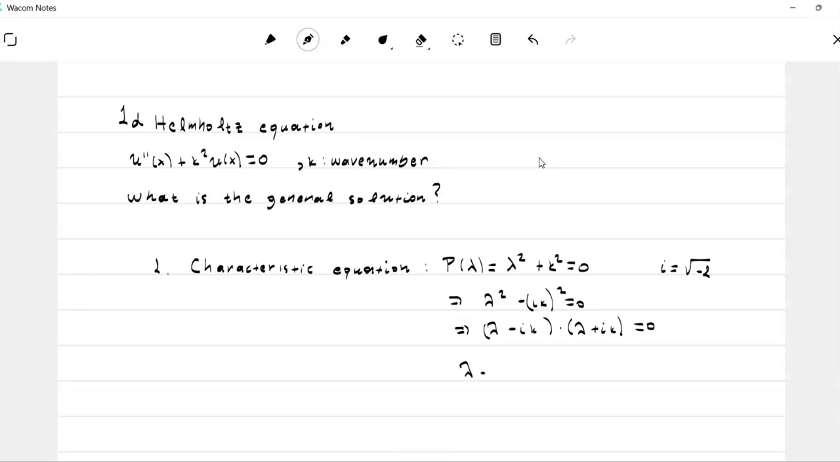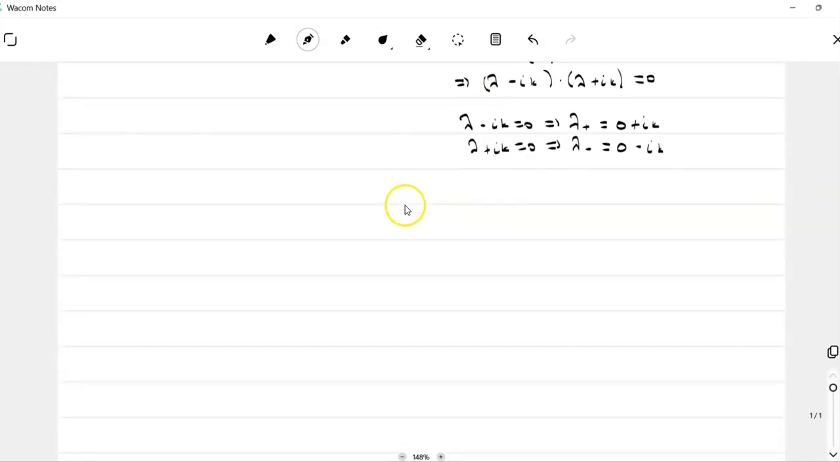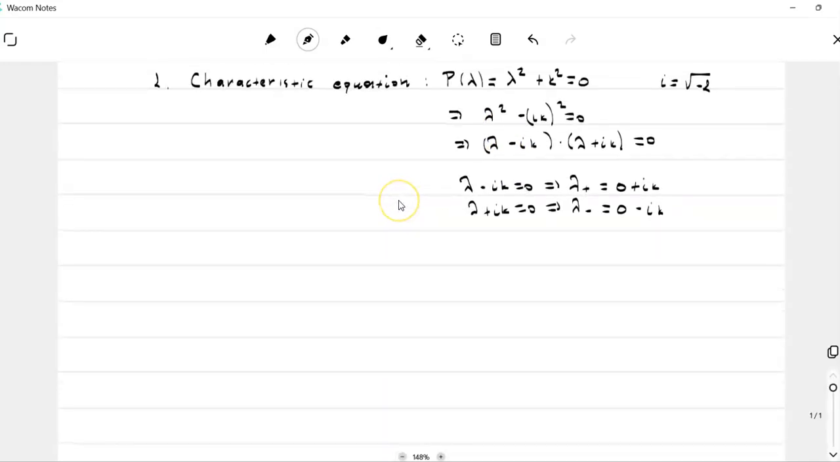From here, lambda minus ik equals 0. So lambda plus is 0 plus ik, and lambda plus ik equals 0. So lambda minus is 0 minus ik. Now my general solution is of the following form.